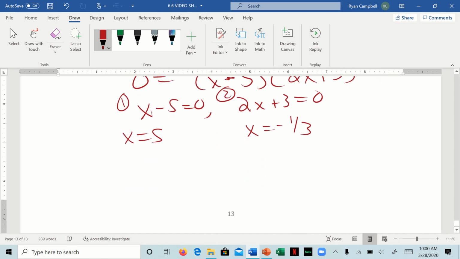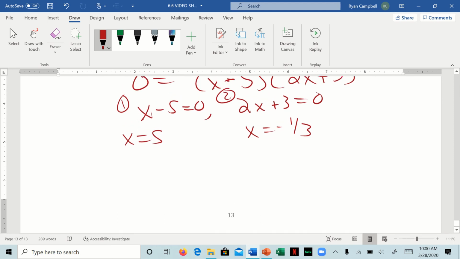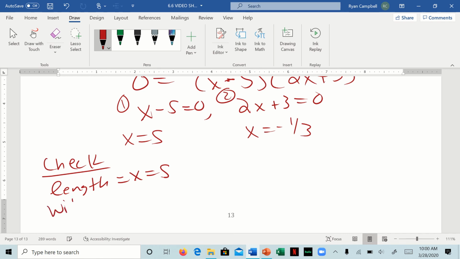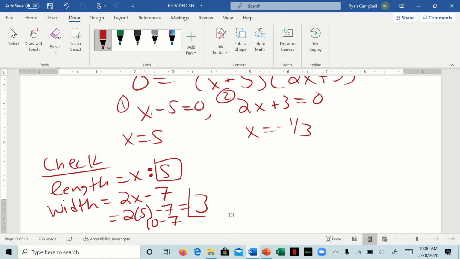So we have to try both of them. We need to check both of our solutions to make sure that one of them works. We said that the length is x. So if the length is 5, then the width we said was 2x minus 7. In this case, it would be 2 times 5 minus 7, which is 10 minus 7, which is 3. So in this case, the length is 5, the width is 3.